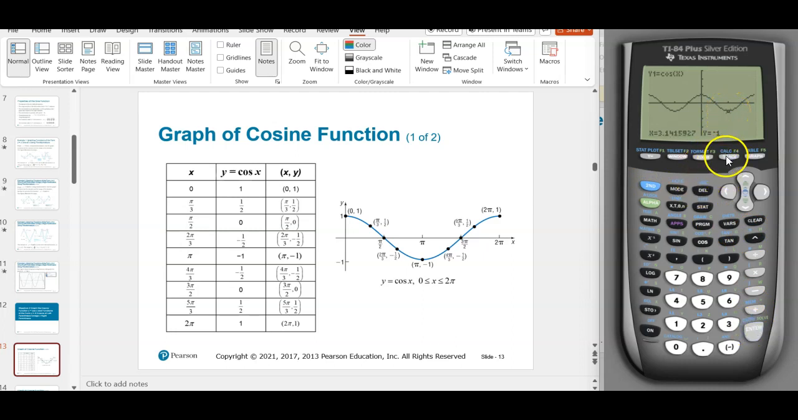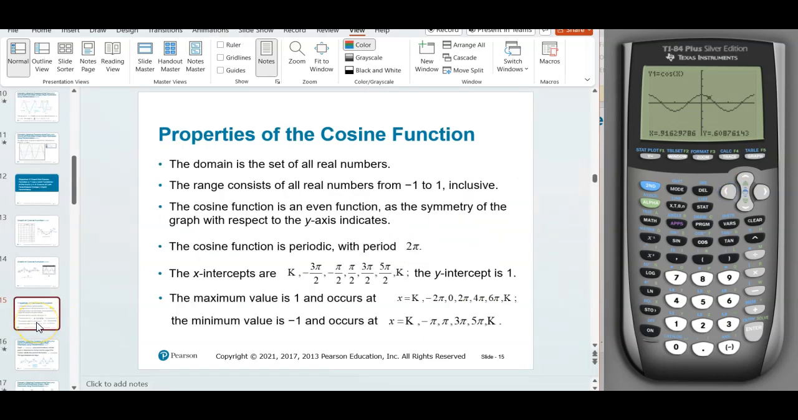All right, I can also just press trace and just move around on the cursor. I can get all different points, but it's not going to find a lot of the special angles unless you manually type those in. All right, there's the domain and range of the cosine function, very similar to the sine function. It's even, meaning that it has symmetry at the y-axis rather than origin symmetry like the sine function had.